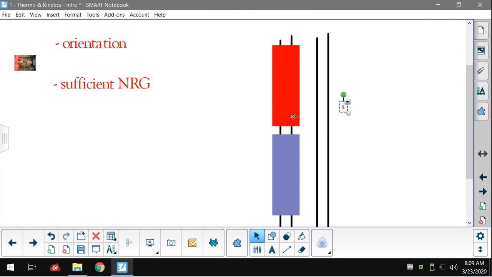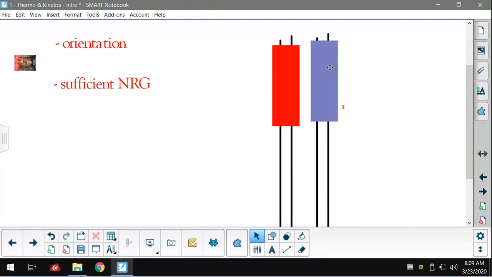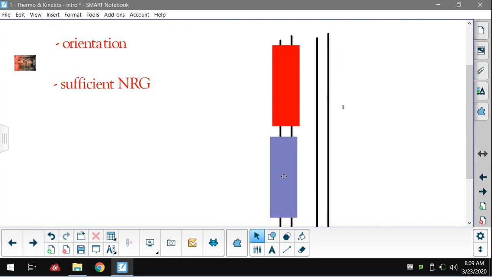So in order for these two boxcars to react, they have to have the correct orientation. They both need to be on the same train track. If one was over here and the other one was over here, that doesn't do it. They both need to be on the same track. The other thing is they have to have sufficient energy. Sufficient energy means you have to be able to overcome this coupling process.